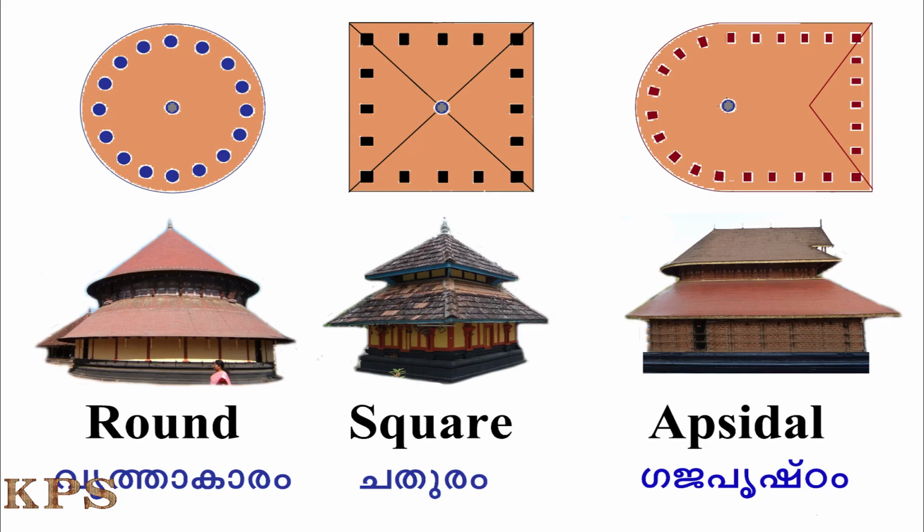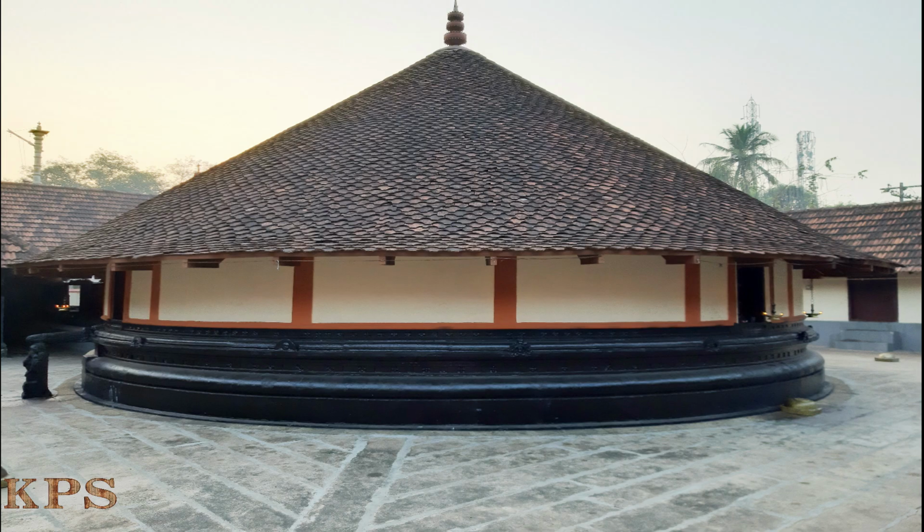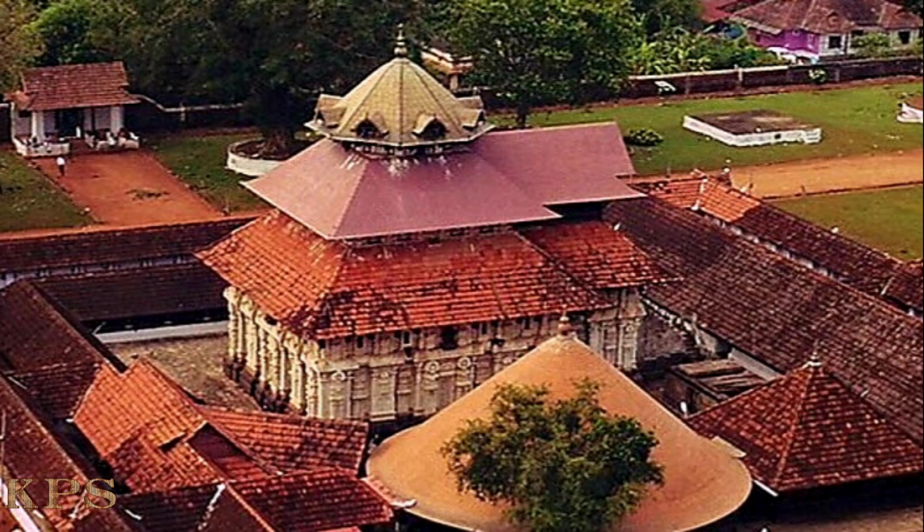In Kerala, there are 3 major shapes of temple shrines. First one is Vrittagaram, round in shape. Second, Samachaduram, square in shape. And finally, Gajaprishtam, the apsidal type. Each of these shapes can have 3 different types of roof: single roof, 2-tier roof known as Dvitala Vimanam, and 3-tier roof known as Tritala Vimanam.